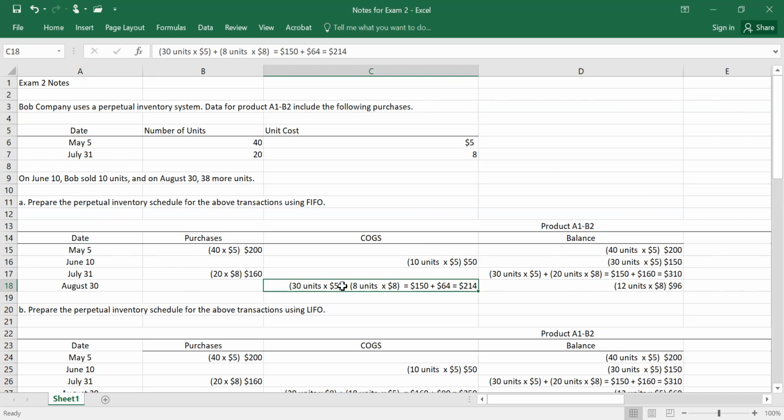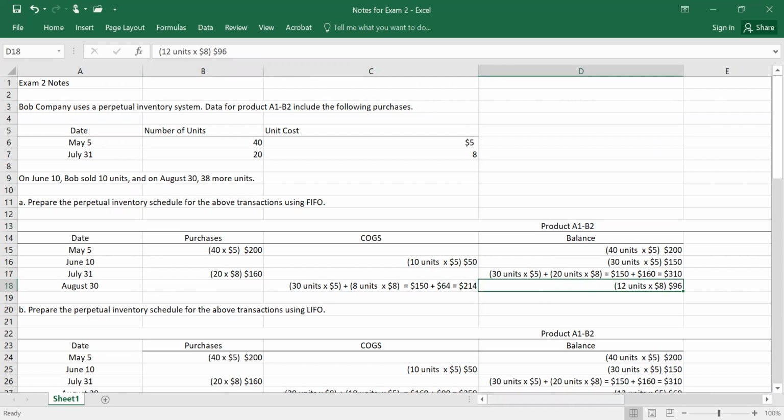And then we have 8 more units we sold. So those other 8 units actually came from this purchase up here. So 8 units, the cost per unit is $8, would give us 64. So if we add the two together, it's 214. So we know we sold all of this first purchase, right? All 40 units are gone. We sold 10 here, we sold 30 here, that's all gone. We sold 8 units of our purchase on July 31st. So we have 12 units left there. So our ending balance in inventory is 12 units times $8, which is $96.